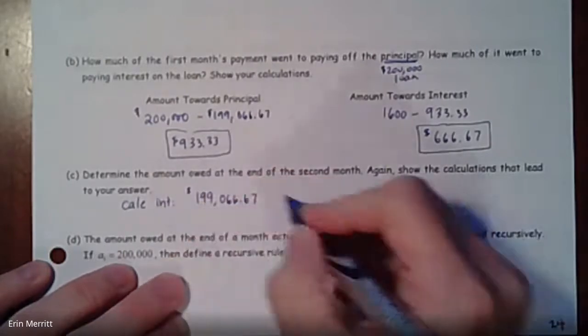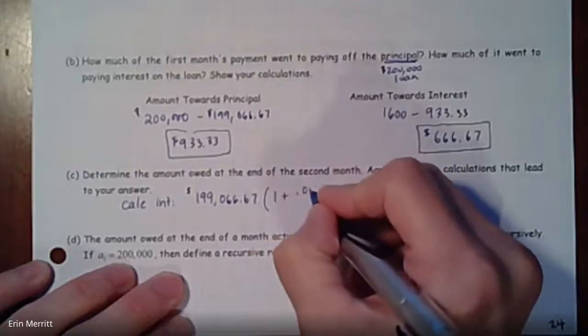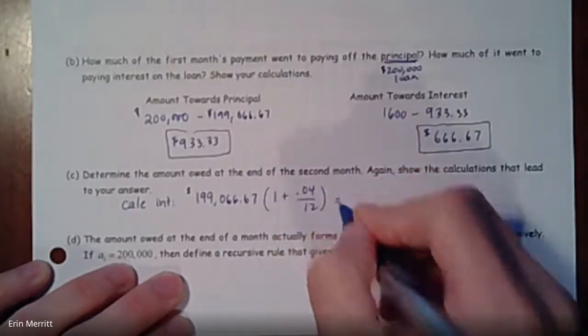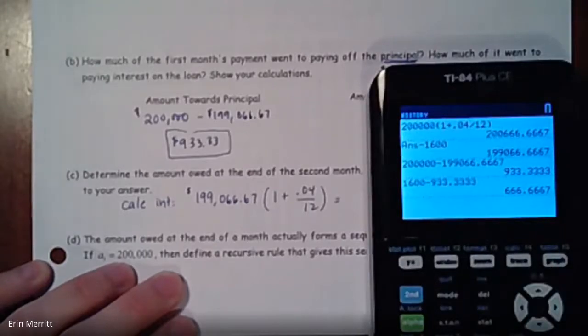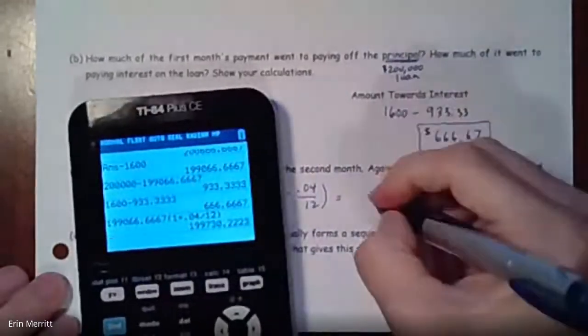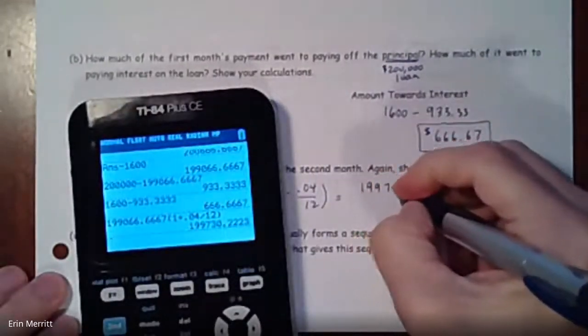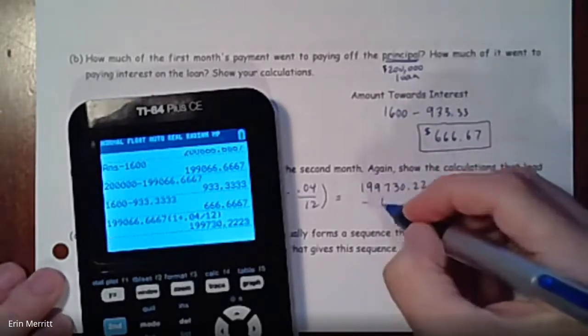So the 199,066.67, and you'd multiply it again, because they charge you interest, by the 1 plus 0.04 over 12, right? If I do that, I can run up here and grab that number and then multiply it times 1 plus 0.04 over 12. And that brings it back up to 199,730.22. But then you pay $1,600 off.